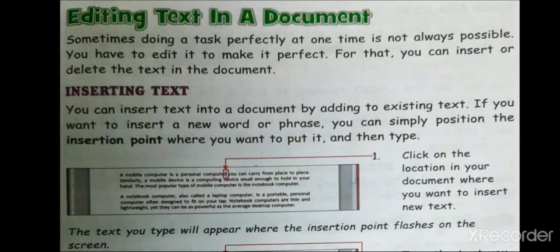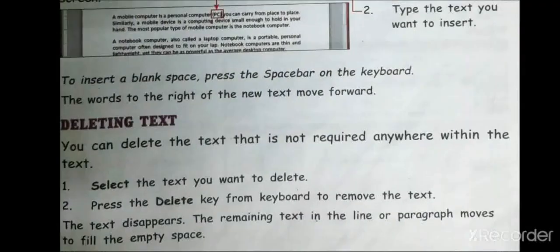Now editing text in a document. Editing means making changes. We can either add or delete something in the existing text. Now adding means inserting text. How we can do that? Wherever we want to add the text, we will place the insertion point there and start typing. The text will be added there. If we want to add the blank space, we will place the cursor or insertion point in that place and press the space bar key. Space will be added there.